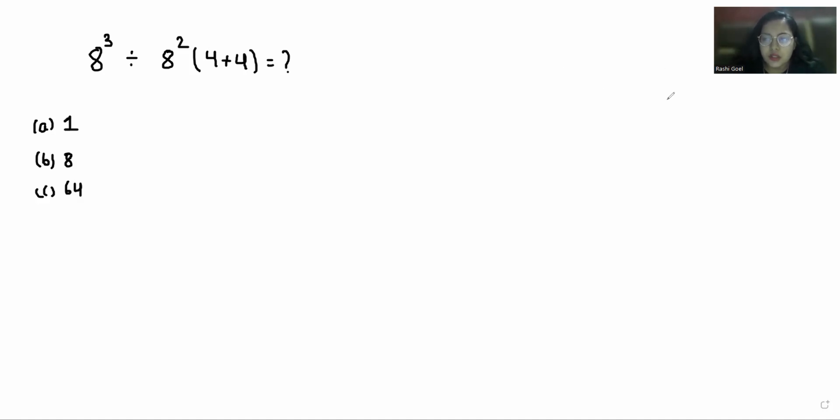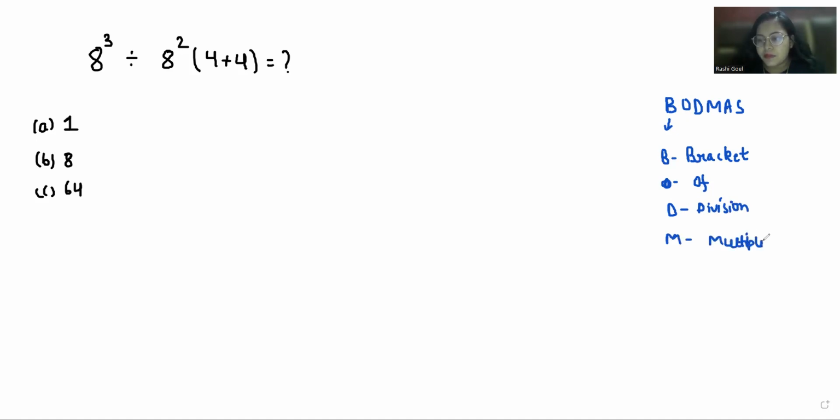So I'm going to use BODMAS rule to simplify this, where B is bracket, O means of, D means division, M means multiplication, A means addition, and S means subtraction. So I have to give preference according to that.